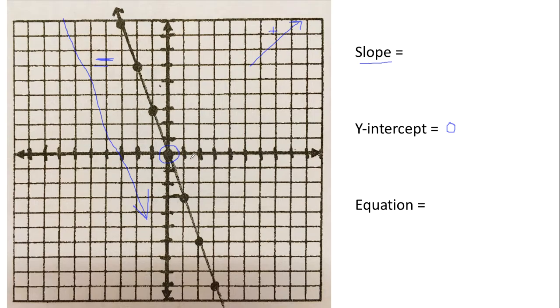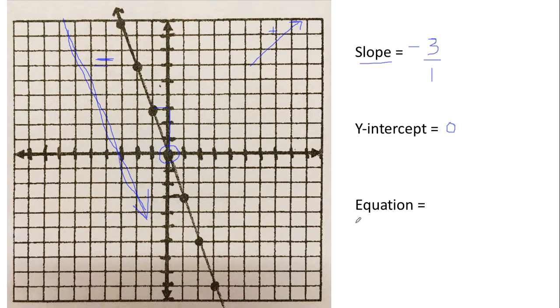Okay, so let's find the rise over the run. So the rise here is 1, 2, and 3. So we will have 3. And then what is the run? It goes over 1. Okay, and remember, this line goes in this direction. That means it's negative, so we just put a negative in front.